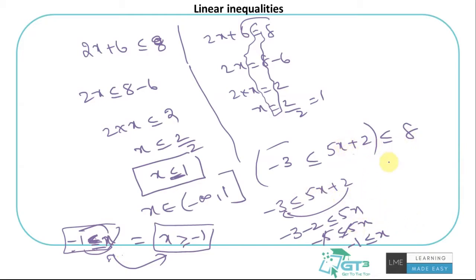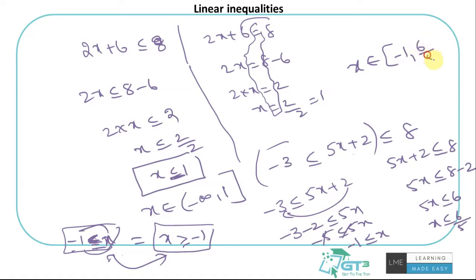Similarly, if I solve this, this will become 5x plus 2 is less than or equals to 8. So 5x is less than or equals to 8 minus 2. 5x is less than or equals to 6, so x is less than or equals to 6 by 5. So I am getting x is greater than or equal to minus 1, but x is less than or equal to 6 by 5. That is the solution for this. That means x should be between minus 1 to 6 by 5, with both endpoints accepted because I have the equals to sign. So x can be between minus 1 to 6 by 5. Anything in between minus 1 and 6 by 5 will satisfy this inequality as a whole.